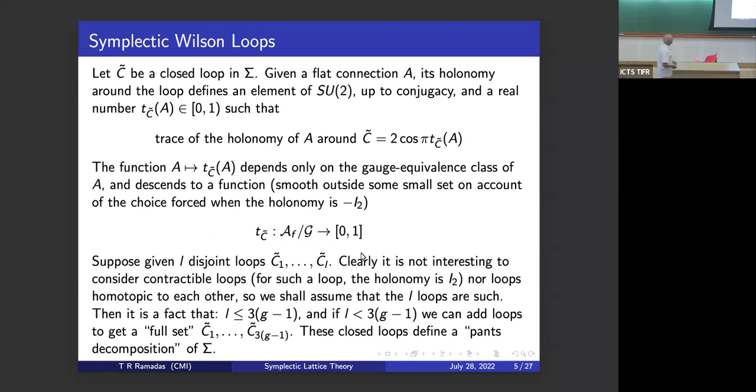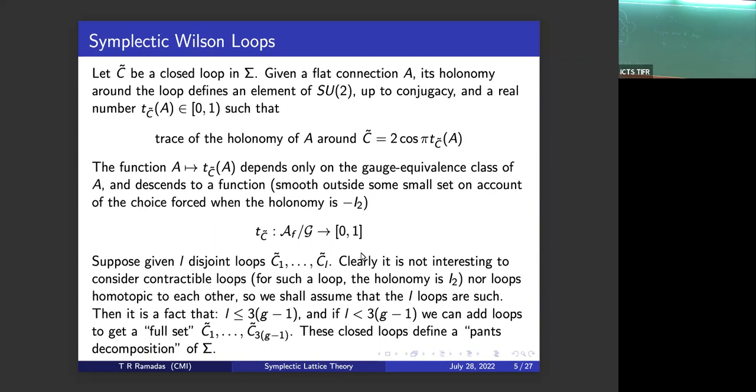So there are reasons why you deal with this normalized function rather than the trace itself. Okay, let's deal with this. Now, suppose given L loops, C1 tilde, ..., CL tilde. Then for each of them, I get this function.